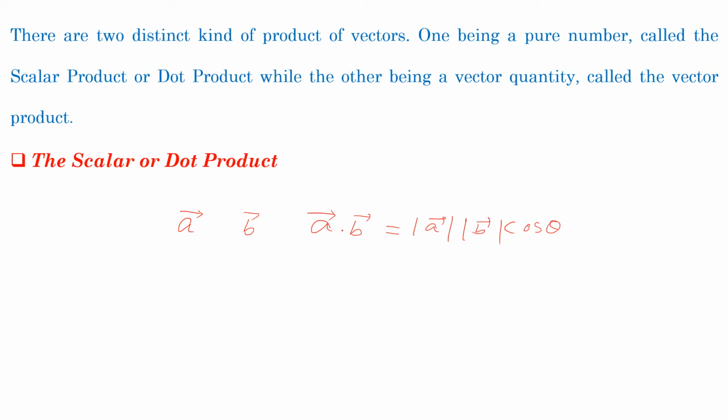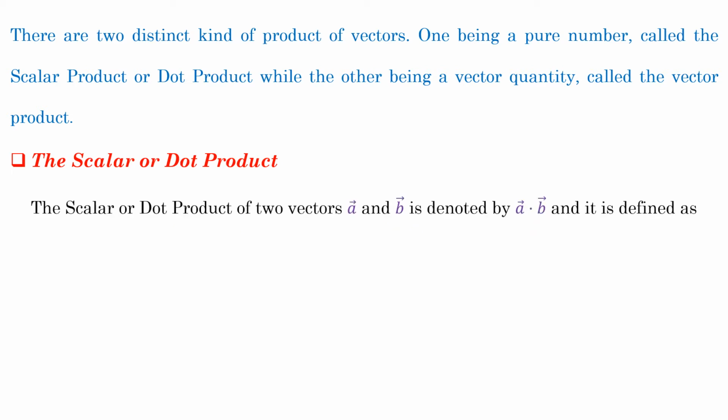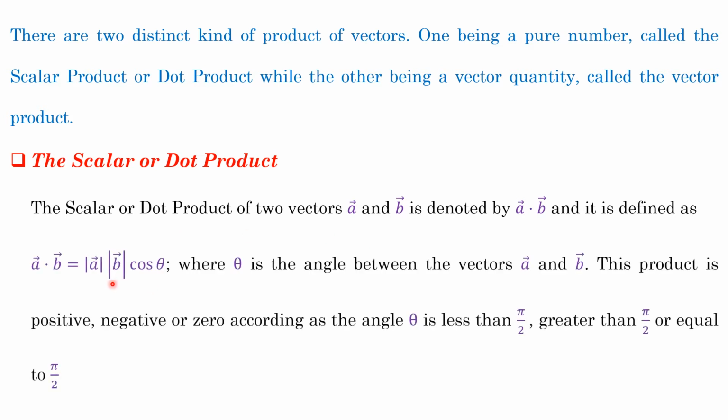Now you write it. You write the definition. The scalar or the dot product of two vectors a bar and b bar is denoted by the symbol a dot b. Dot should be visible, and it is defined as a dot b is equal to mod a, mod b, cos theta, where theta is the angle between the vectors a bar and b bar.